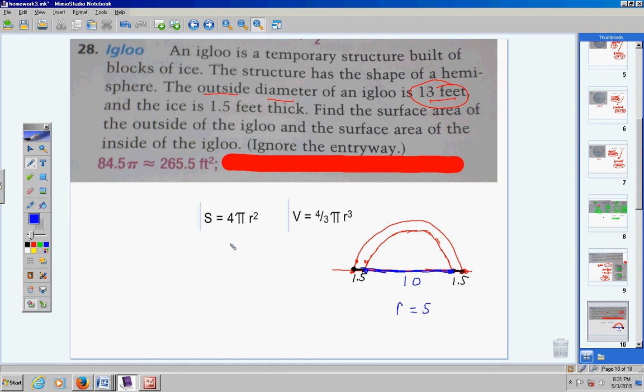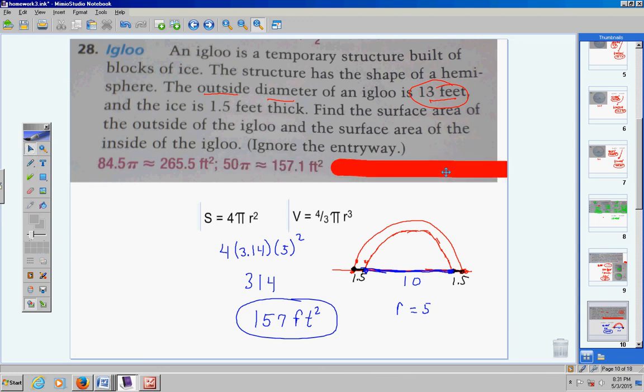So there we go. So the surface area would be 4 times 3.14 times the radius, which is 5 squared. So let's see what we get if we type all of that into our calculator. 314, no, that's the surface area of the entire sphere, one whole sphere. We're looking for half of that, so we're going to divide that by 2. And we're going to come up with 157. Now it's surface area, so 157 feet squared. Alright, and that is the correct answer.